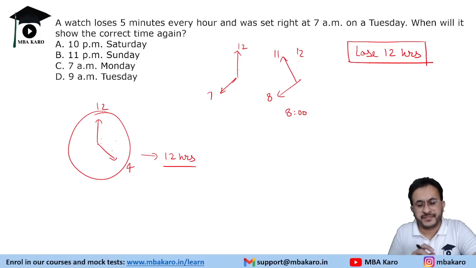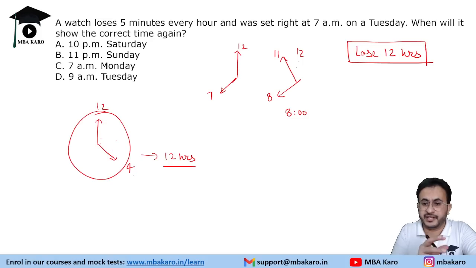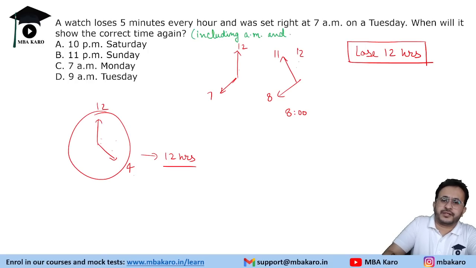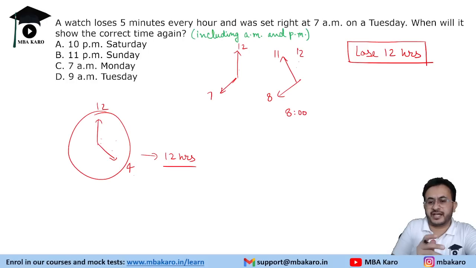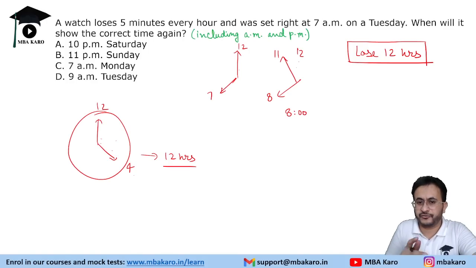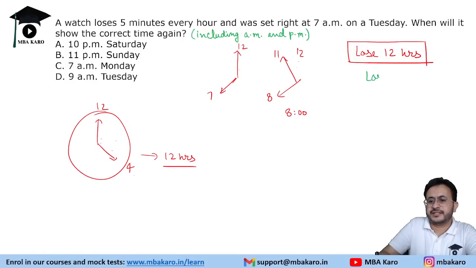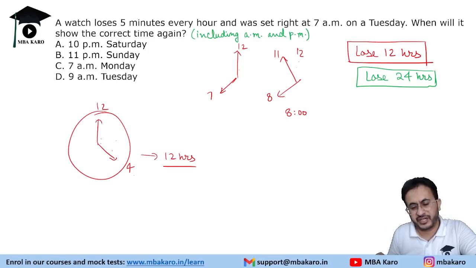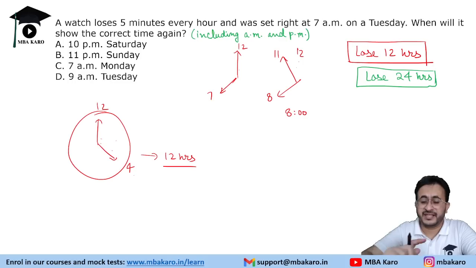Now there is a catch here. If the question says correct time including AM PM, okay? Suppose it's a digital clock, okay, it shows AM and PM, or like a kind of clock in which the time is given in 24-hour format, or AM and PM. So in that case, there should be a loss of 24 hours. Okay, so that is the concept here. Since we are talking about a normal clock, we will take 12. Unless specified, take 12 only. If they say that including AM and PM, then take 24.